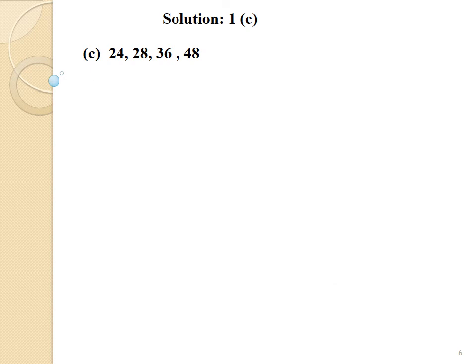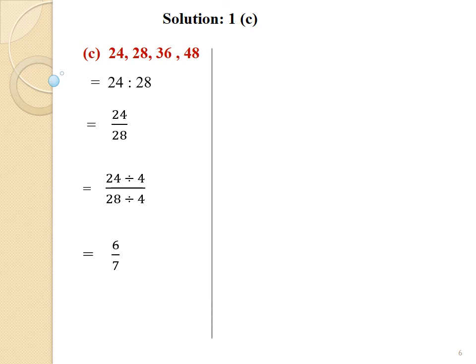Now, sum C. 24, 28, 36 and 48. 24 is to 28 equals 24 upon 28. Now reducing 24 upon 28 into the simplest form by their HCF 4, we get 24 divided by 4 upon 28 divided by 4. Now dividing 24 by 4 and also 28 by 4, we get 6 upon 7.